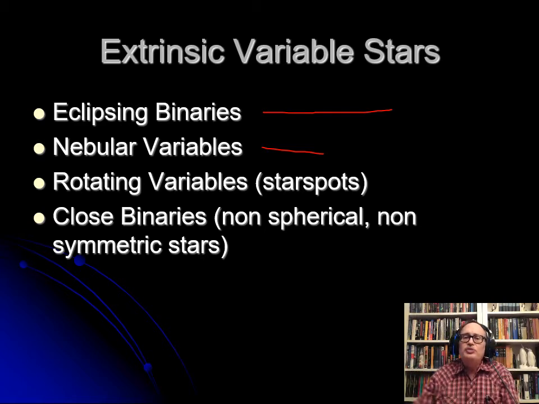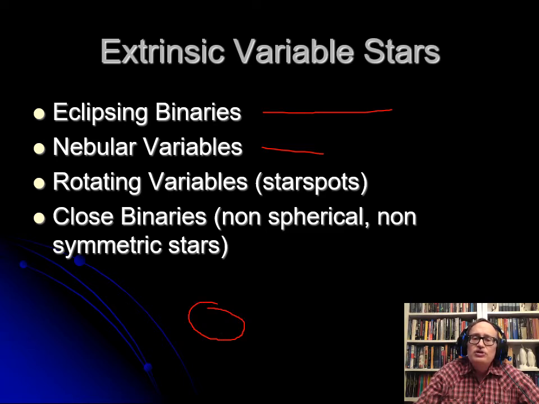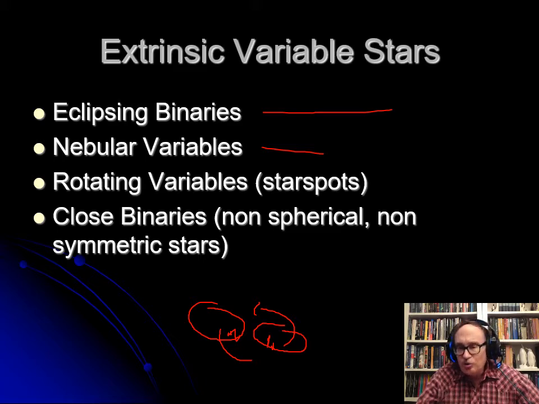Okay. The other possibility is close binary stars. They're very close together, and the gravity is tugging on them. And so as the gravity tugs on them, they're tugged out of round shape. And so as they orbit, that's going to change how much you see, and that's going to change the brightness of it.